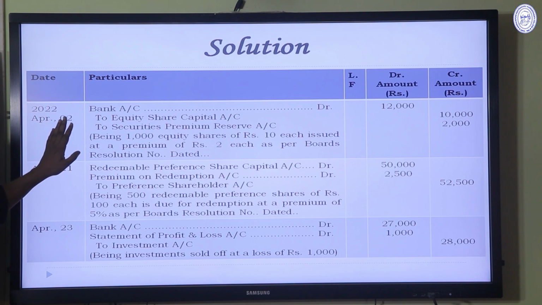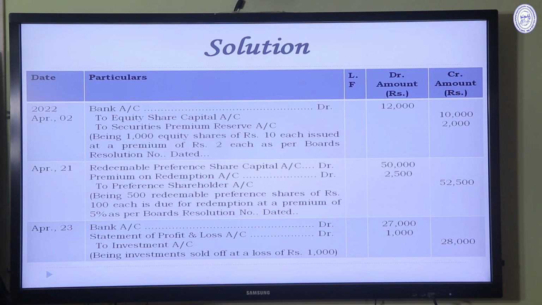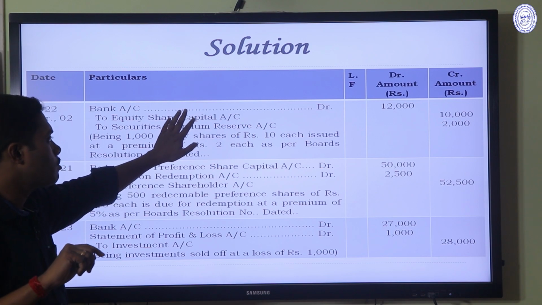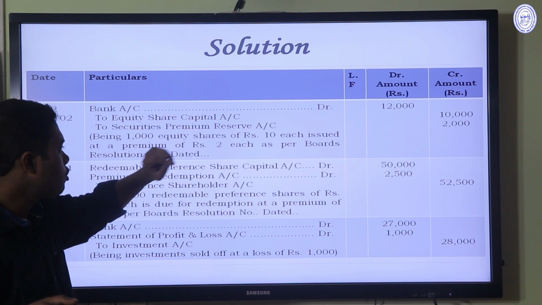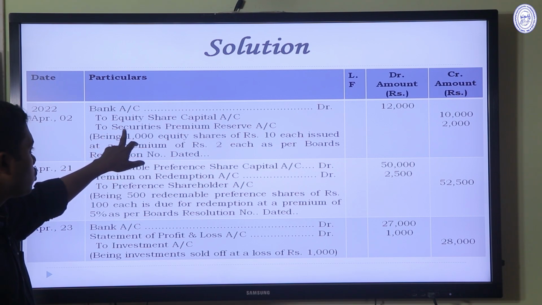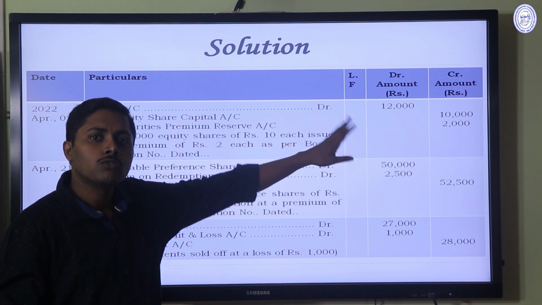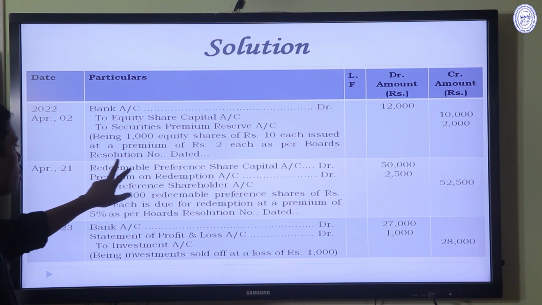First, on 2nd April the company issued equity shares, and for that the journal is bank account debit to equity share capital account to securities premium account. So, bank account will be 12,000 because 1,000 shares will be issued at 12 per share. So, 1000 into 12 is 12,000, then equity share capital 1000 into 10, 10,000, and the balance is 2 per share on 1000 shares as premium. So, securities premium reserve account 1000 into 2, 2000. Narration is very simple: being 1000 equity shares of rupees 10 each issued at a premium of rupees 2 per share as per the board's resolution number dated.